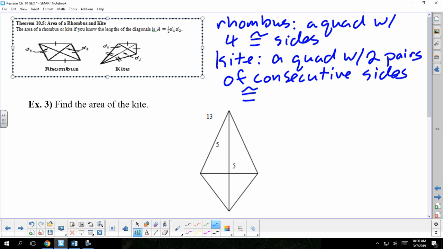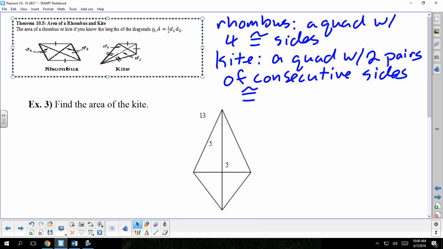So the formula for both of these is the same. I'm going to find the length of the diagonals, multiply those together, and divide by 2. Multiply those together and divide by 2. I think this, in your note packet, looks a little closer here. So this is 5 here. And this is 5 here, and then this is 13. Yeah, so that matches your note packet right there.